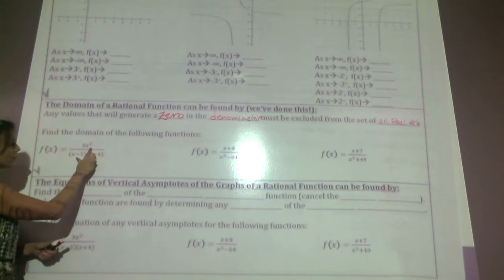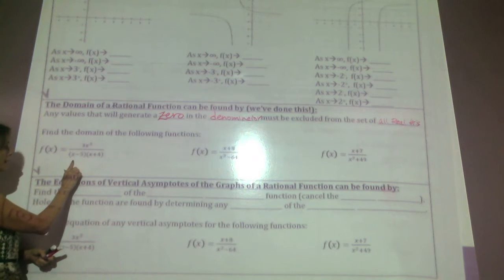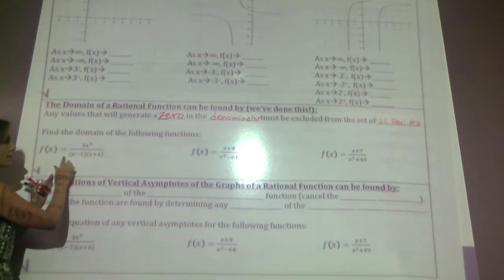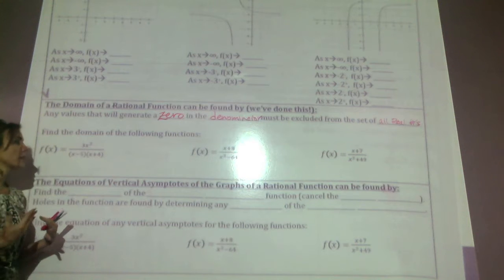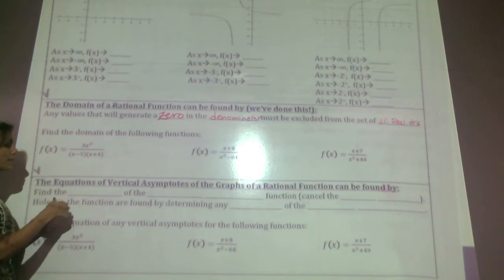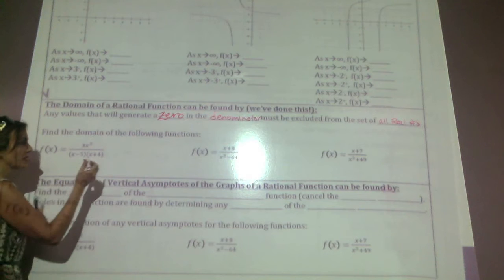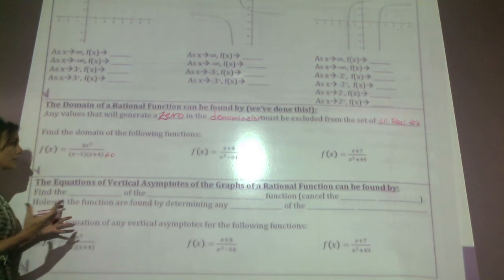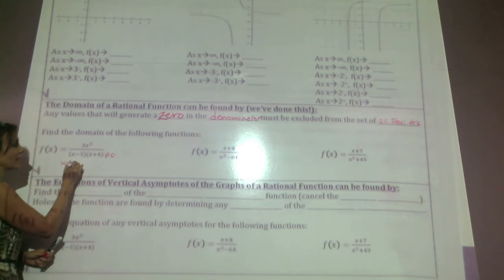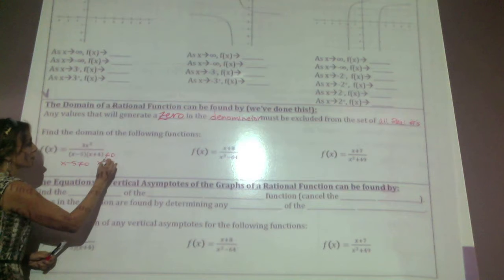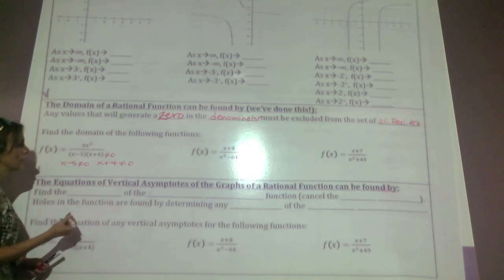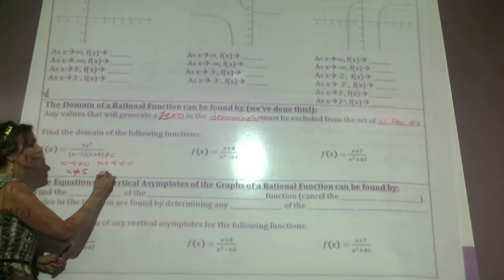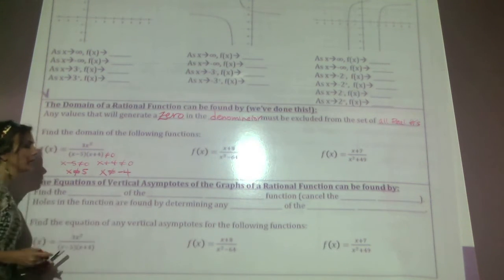We have 3x squared divided by the product of x minus 5 times x plus 4. So obviously we see that we have a denominator function. There are values that are going to give us zeros when we sub them in for x. So we just take that denominator and set it not equal to 0. What's going to create us issues? So we can say x minus 5 cannot equal 0 and x plus 4 cannot equal 0. So our domain, x cannot equal 5 and x cannot equal negative 4.